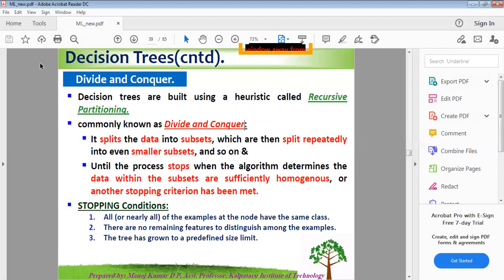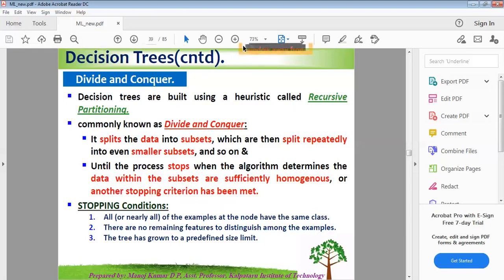A tree is divided into branches, and branches will divide into leaves. Like that, the process continues until the algorithm determines the data are homogeneous or a stopping criterion has been met. So this is the condition on divide and conquer. So that is the theory part of decision trees.